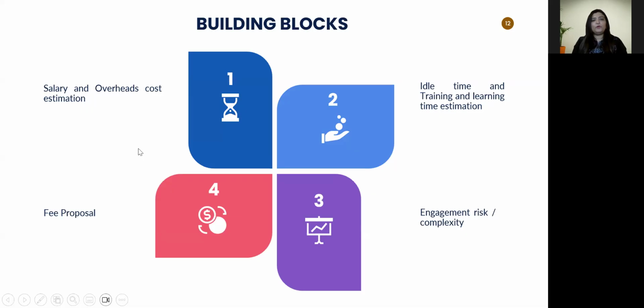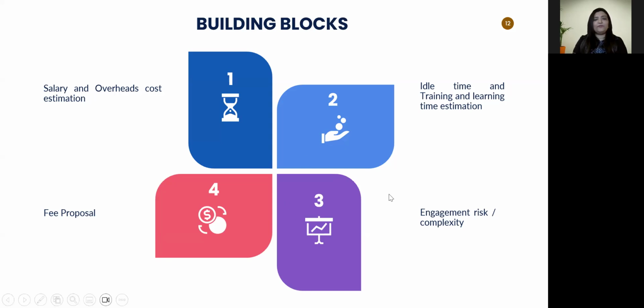Before we move into Excel, what are we going to talk about? How do you compute the fee? So first, there is a salary and overheads cost estimation. Then there is an idle time, training time, transition time, onboarding time, etc., which you need to estimate. You need to understand the engagement risk and complexity, and then you use the fee calculator and you make the fee proposal.